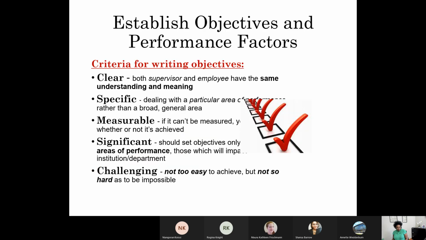Once you're writing the objectives and having that conversation and establishing performance factors, it's important to be clear, and I'm going to talk about how to write goals and how to establish performance factors shortly. But it's so important for everybody to be on the same page, because you may say, okay, we want to improve our, let me think of, we want to save money this year.